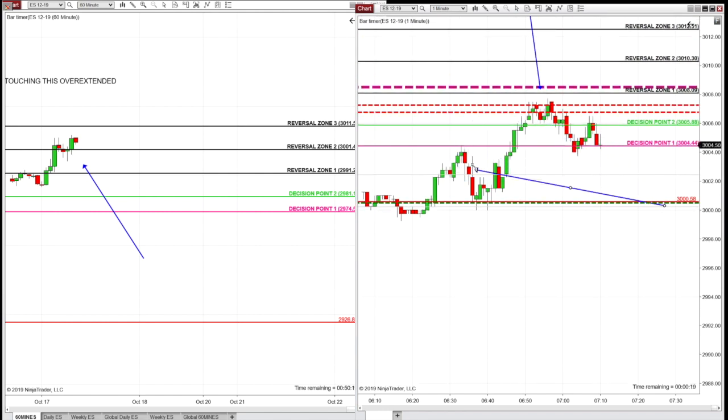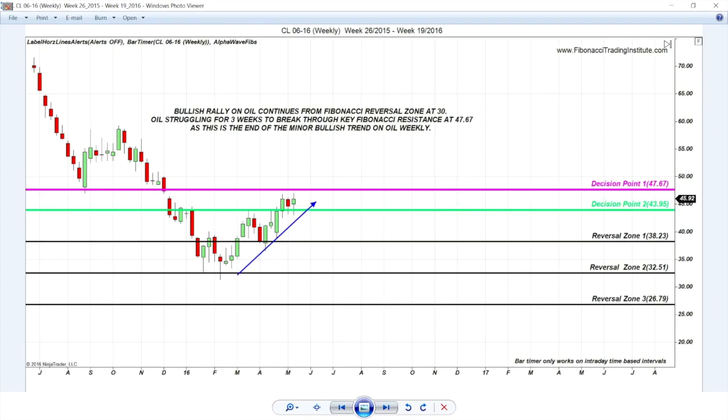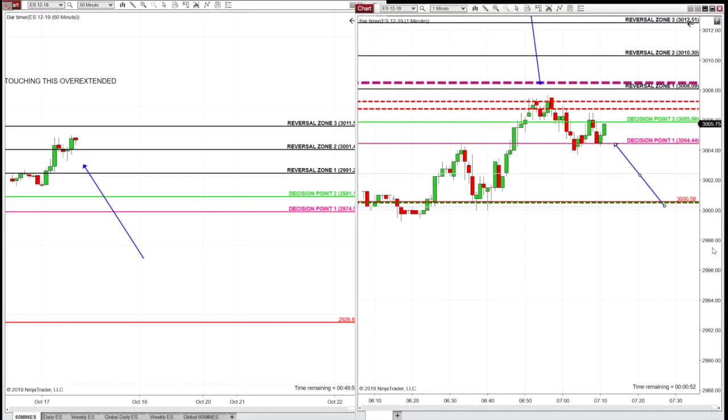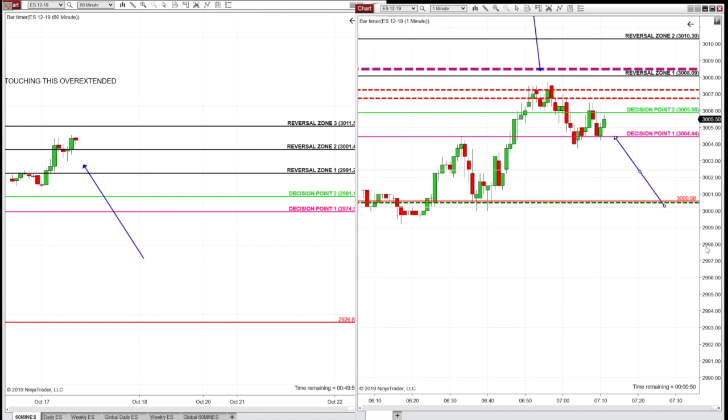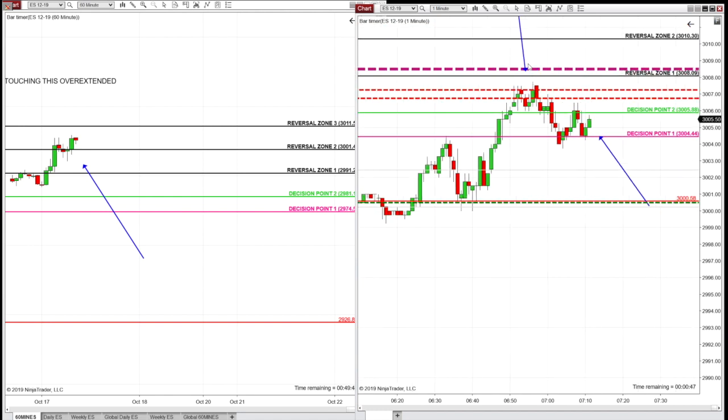Critical resistance to the upside, now critical support. Again, as it was on oil in 2016. Price action identical. Risk management and trade hold time is the only difference. And that's playing out in front of you the entire morning on S&P. Identical Alpha Fibonacci reversal zone, identical Alpha Fibonacci support and resistance.